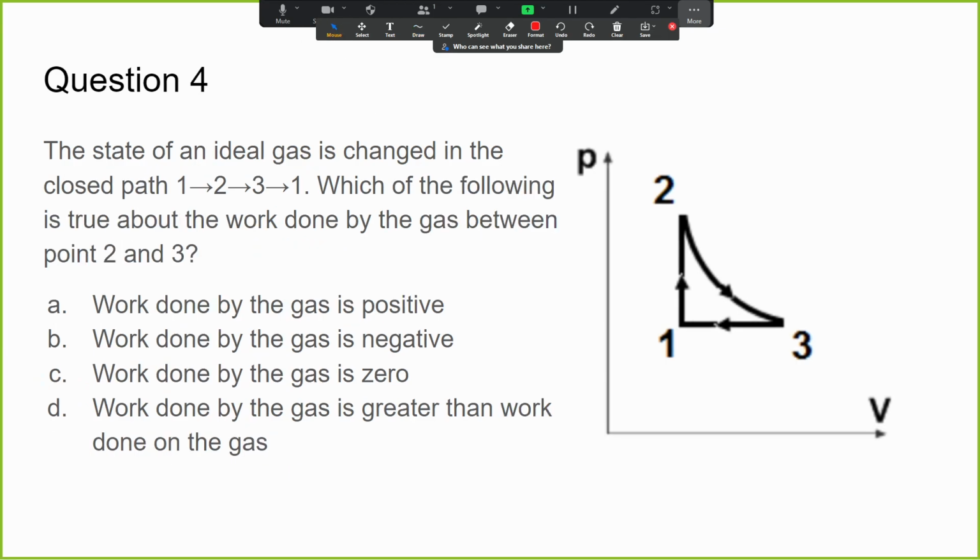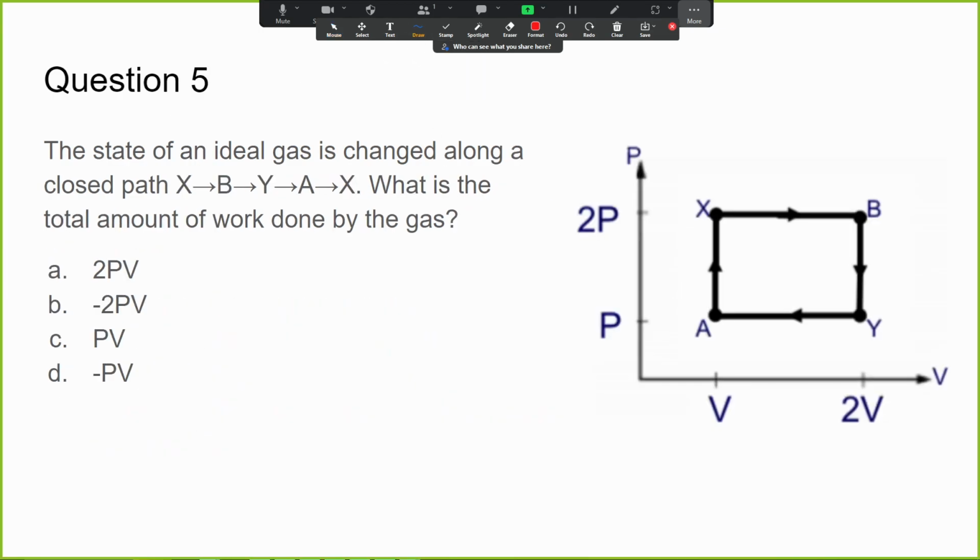So same thing again. We are taking a look at which of the following is true about the work done by the gas between 2 and 3. So if you look between 2 and 3, you can say that work is going to be equal to this area underneath that curve, and that's a positive value, so that means that the work done by the gas is positive. The volume is increasing along an isotherm, so I can determine that work is going to be positive.